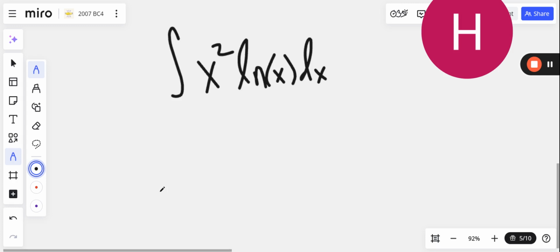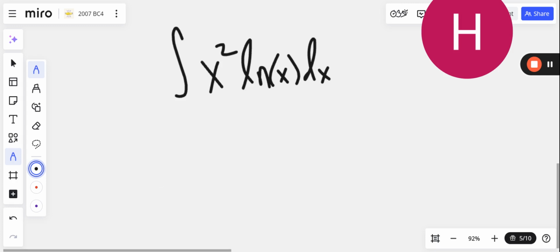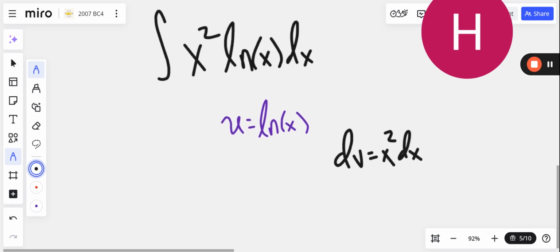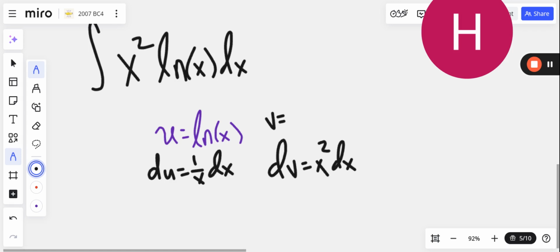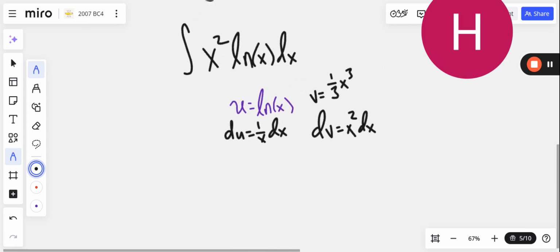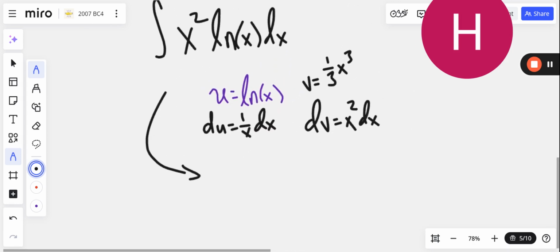Using what I call the detail model, we're going to want to pick u to be ln of x. And dv is going to be x squared dx. Okay? So now that means du is just going to be 1 over x dx. And v is going to be the integral of x squared, which is 1/3 x cubed. Nice. So we can express this using the integration by parts formula.